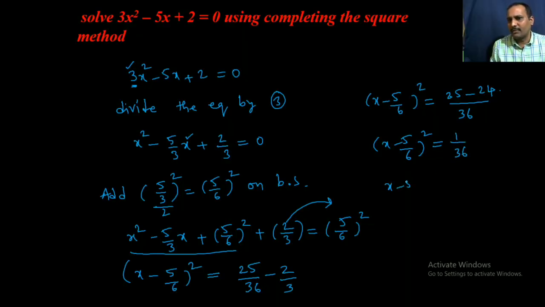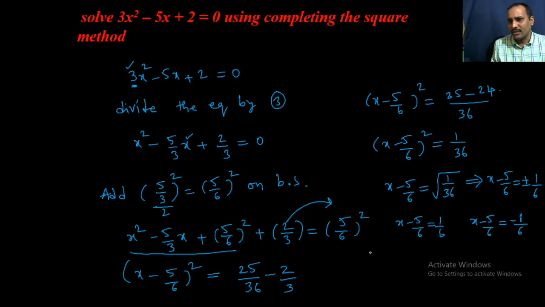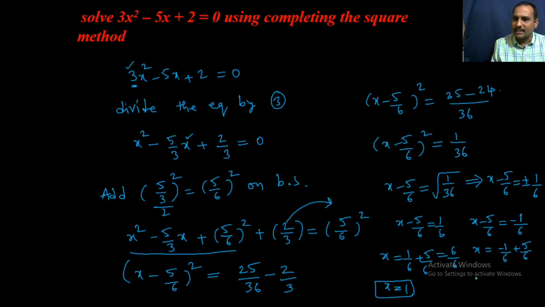So x minus 5 by 6 is equal to root 1 by 36. That implies x minus 5 by 6 is equal to plus or minus 1 by 6. So you can take x minus 5 by 6 as plus 1 by 6, or x minus 5 by 6 is equal to minus 1 by 6. So x will become 1 by 6 plus 5 by 6, that is 6 by 6, so that is equal to 1. This is one root. Next, x is equal to minus 1 by 6 plus 5 by 6, that is 4 by 6, that is 2 by 3. This is the second root.